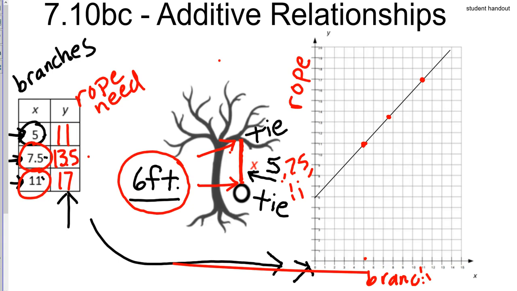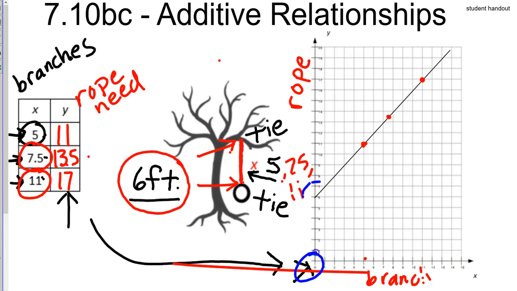Now, is this relationship proportional? No. Tell me how you know it's not proportional. Brandy. It doesn't go through the origin. So in order for a relationship to be proportional, it would have to go through the origin. And you guys can see that it doesn't go through the origin. That's what proportional relationships are. This one is not proportional.